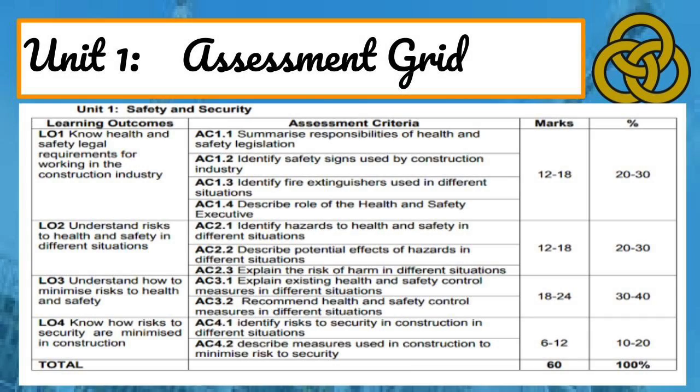This shows the overall assessment grid for Unit 1. It shows that Unit 1 is assessed over 4 learning outcomes with 11 separate assessment criteria. These cover all aspects of health and safety and security in the construction industry and shows what we have been focused on in class.